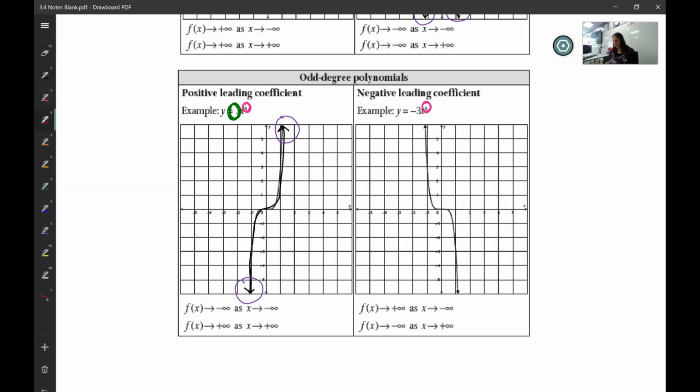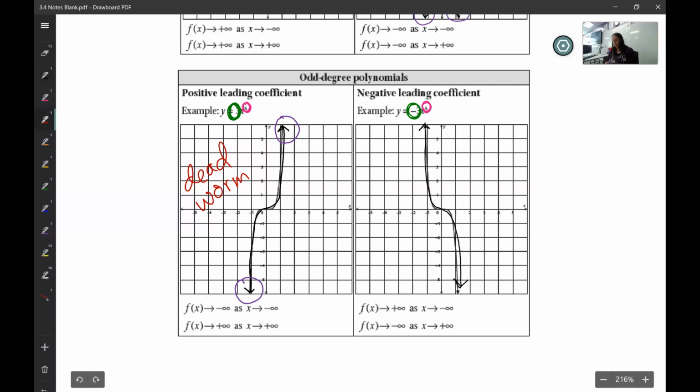Now, I call this one dead worm, because that's what it looks like to me. It looks like a dead worm laying on a sidewalk. If we have an odd biggest exponent, but a negative leading coefficient, then we're going to get this squiggly shape.